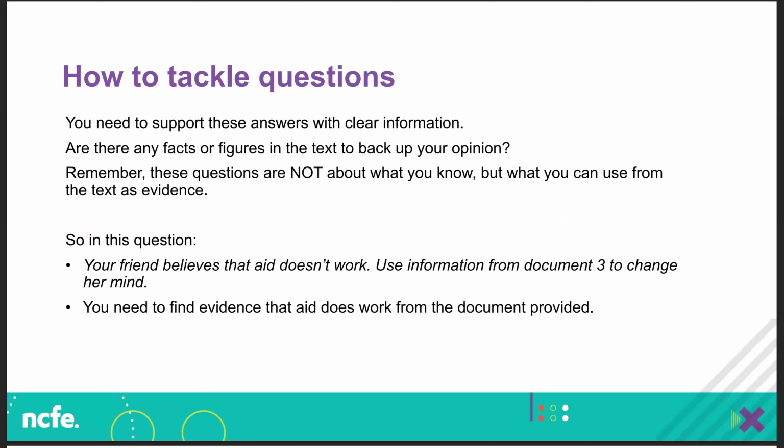So, how to tackle these questions? You need to support these answers with clear information. Are there any facts or figures in the text to back up your opinion? Remember, these questions are not about what you know, but what you can use from the text as evidence. Guys, never ever answer a question off your own knowledge, basically, when it comes to this document, right?